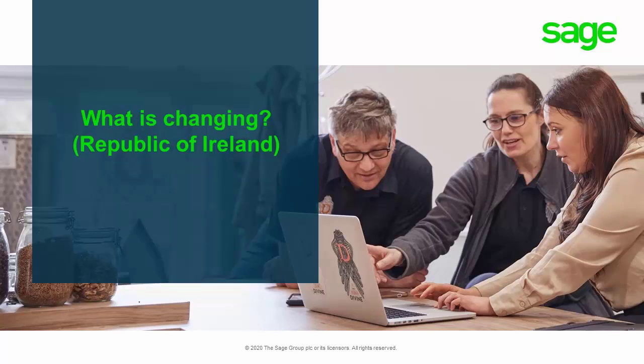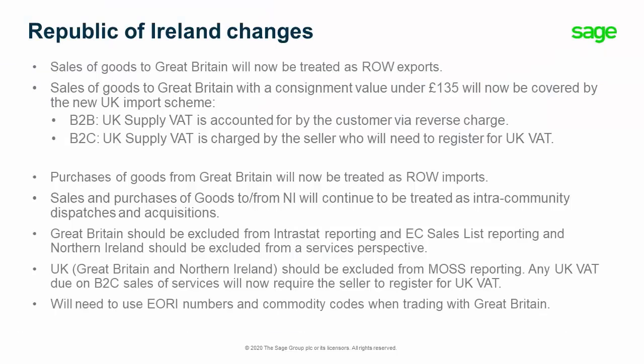That's the UK covered then, but what's changing in the Republic of Ireland? Let's take a look. Well, first of all, sales of goods to Great Britain will now be treated as rest of the world exports. Any sales of goods to Great Britain with a consignment value under £135 will now be covered by the new UK import scheme. For business to business, UK supply VAT is accounted for by the customer via a reverse charge. For business to customer, UK supply VAT is charged by the seller who will need to register for UK VAT. Purchases of goods from Great Britain will now be treated as rest of the world imports.